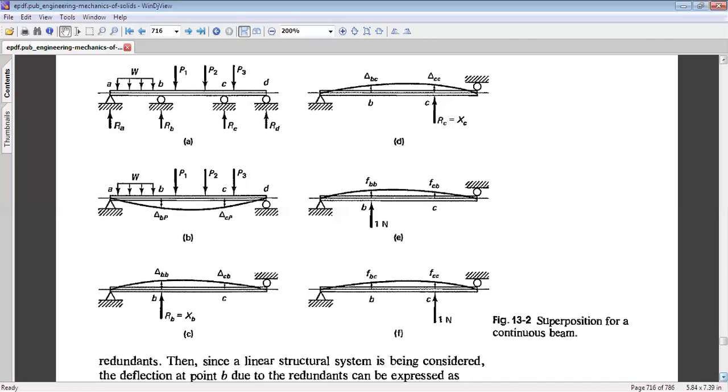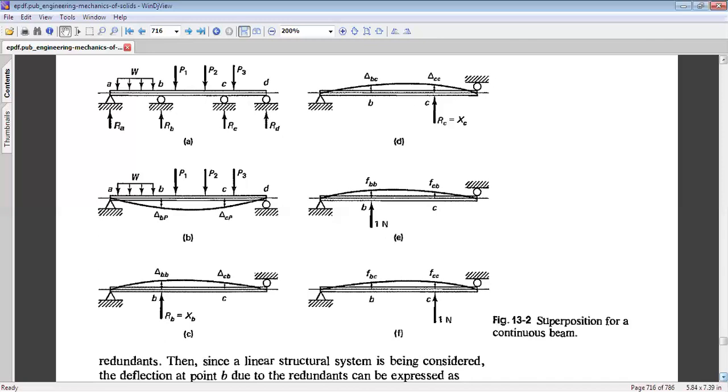Next, look at figure D. Here also there is no external load acting, and we have applied load RC equal to capital XC at point C. This is a statically determinate system, and using the deflection equation, we can find out triangle CC. Also we can find out triangle BC, where triangle CC is the deflection at point C due to application of load RC equal to XC at point C, and triangle BC is the deflection at point B due to application of load RC equal to XC at point C.